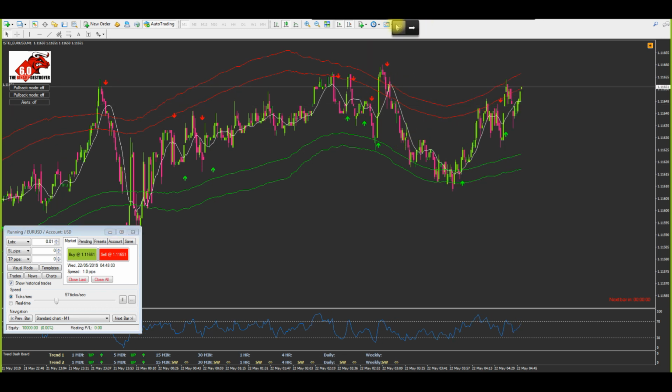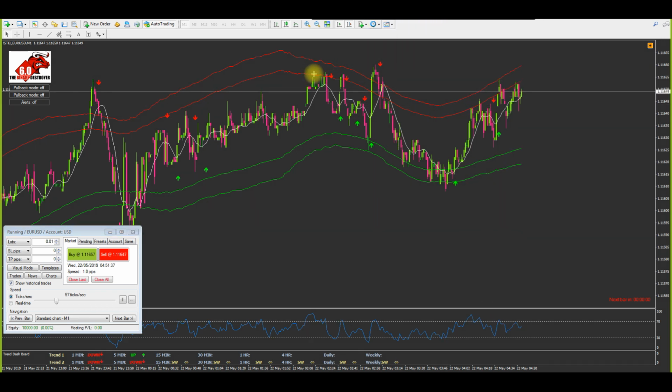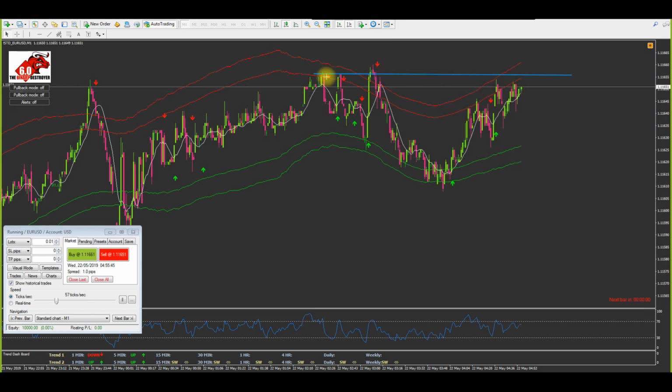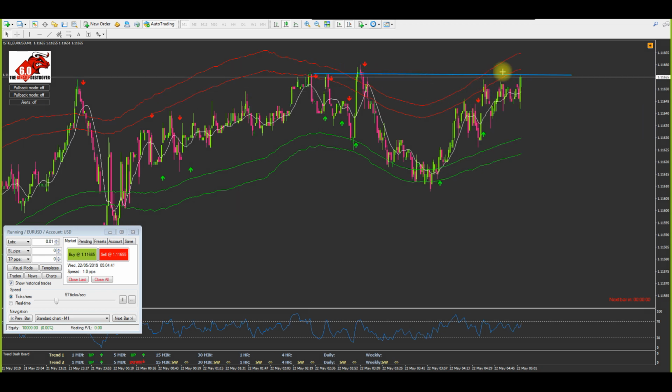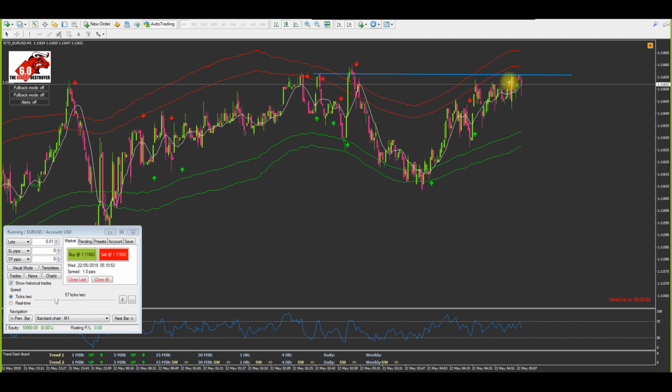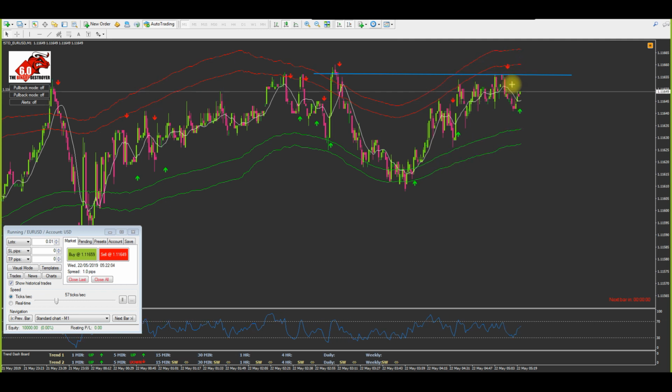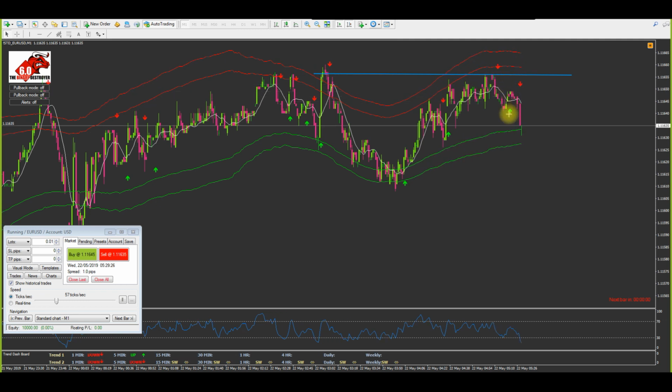Hold on, if I can draw here. Notice our little support area at the top, our resistance area. Notice this here, rejection, rejection, rejection. Wonder if it comes back up again. Oh, look, there we go. We've got another rejection, a fourth rejection, signal arrow. So I know we're going to head down now.